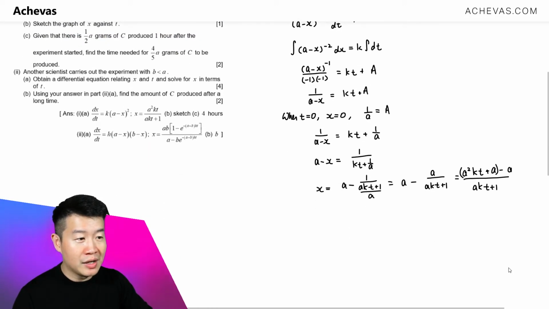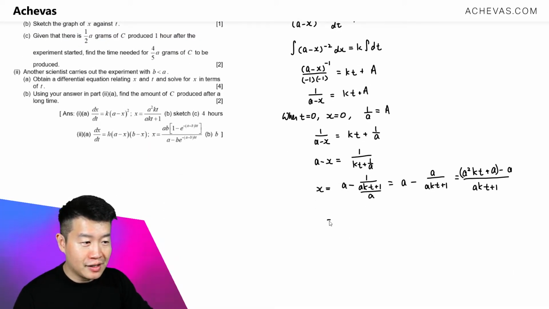And now we get our expression of x in terms of t, and that is A squared kt divided by (Akt plus 1).